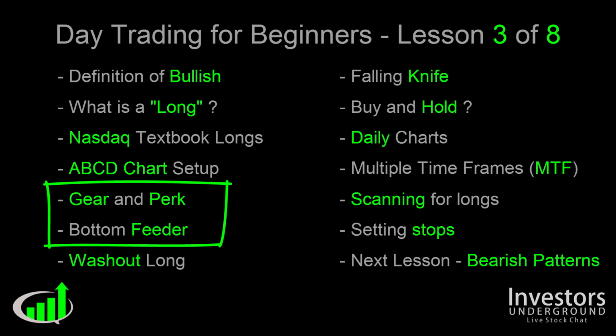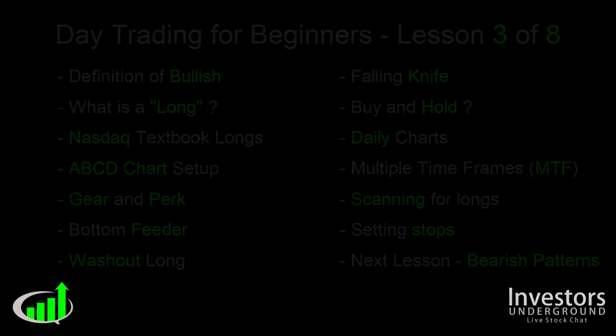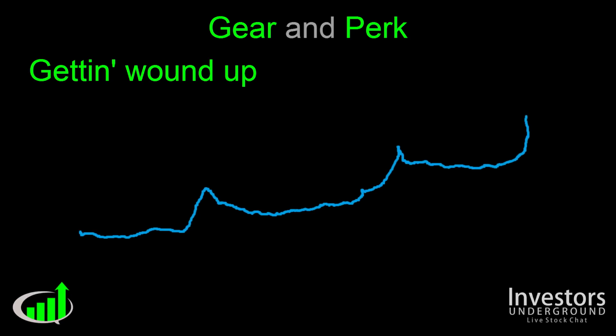So in this next section, I'm going to cover the gear and perk and also the bottom feeder setup. Basically the reason I put these two together is because all of these long setups kind of have similarities between each other. In terms of the gear and perk, the way that I look at things is it's kind of like a jack in the box where you wind it up slowly and then it pops and it comes back in, you wind it up slowly and it pops again. And these kind of stocks usually do this wind up and pop on a repeat basis until the trend is kind of broken.